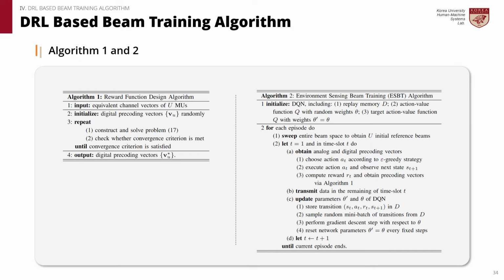In algorithm 2, the entire beam space is swept to initialize reference beams. By step A, the action is executed, the reward is computed, and analog and digital precoding vectors are obtained. And data transmission is accomplished. In step C, the parameters of the DQN are updated, and in step D, go to the next time slot. Repeat from A to D. Rewards are accumulated for every time slot and used to find the maximum reward value.